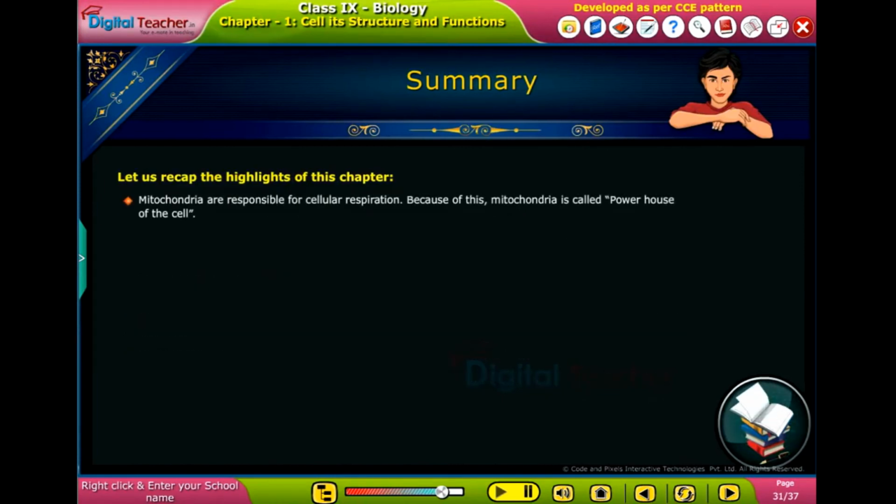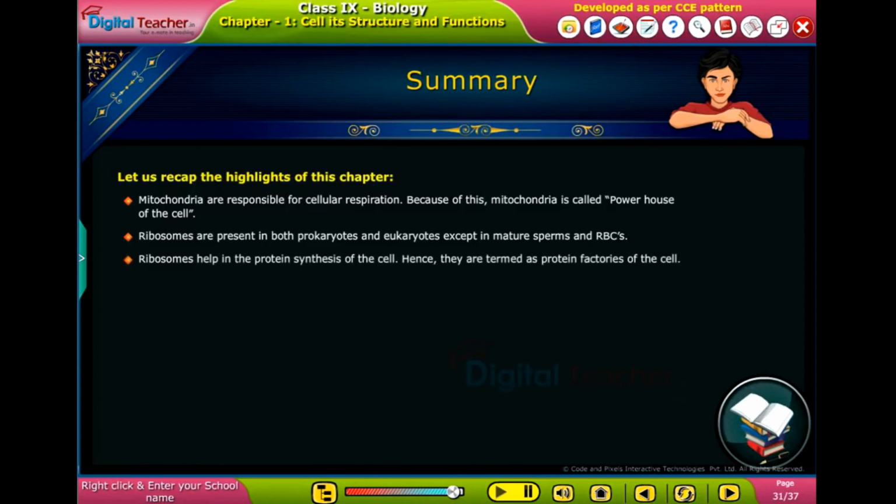Mitochondria are responsible for cellular respiration. Because of this, mitochondria is called powerhouse of the cell. Ribosomes are present in both prokaryotes and eukaryotes except in mature sperms and RBCs. Ribosomes help in the protein synthesis of the cell. Hence, they are termed as protein factories of the cell.